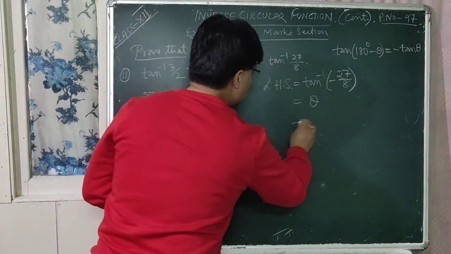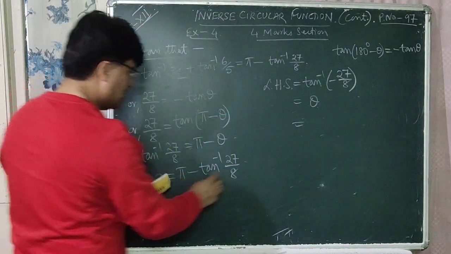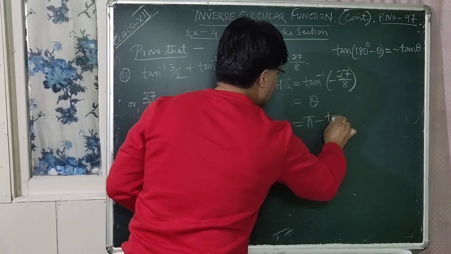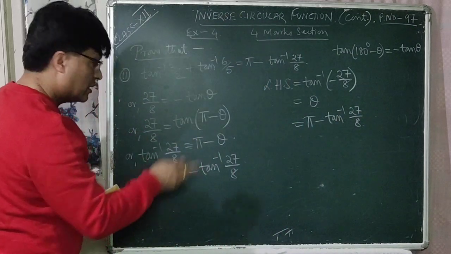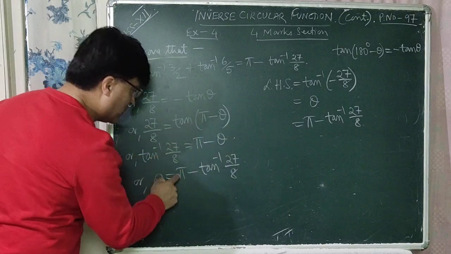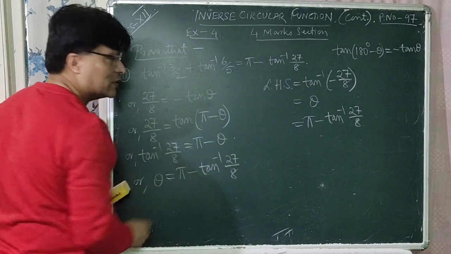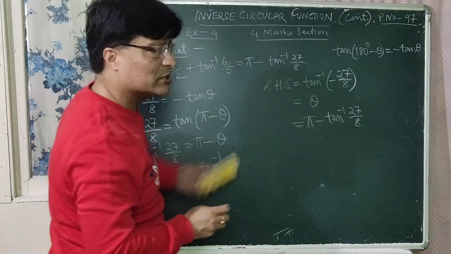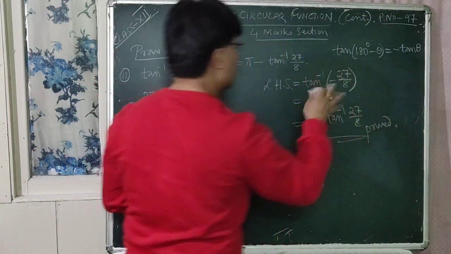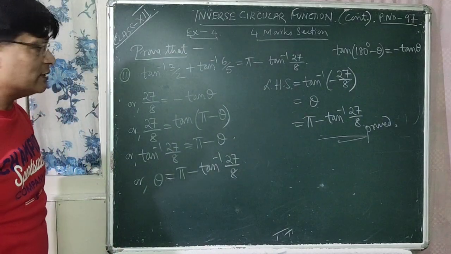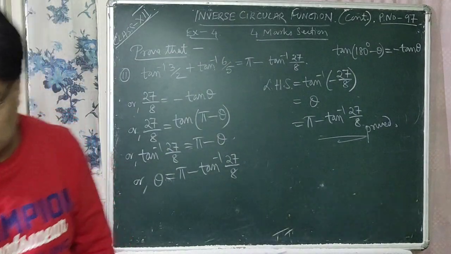So instead of theta, what can you write? It is pi minus tan inverse 27 upon 8, right? So instead of theta, what can you write? It is pi minus tan inverse 27 by 8. Is that clear? So which is equal to right hand side. So it is also proved. You will prove it yourself, so you can copy it. Let's do the next problem now.